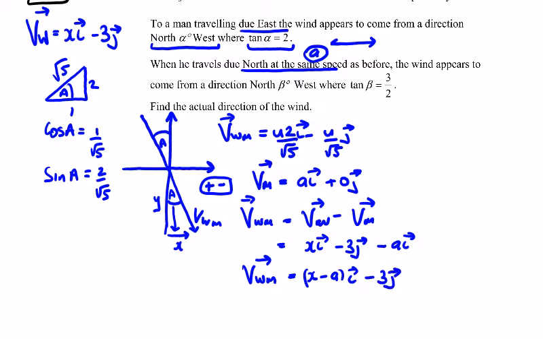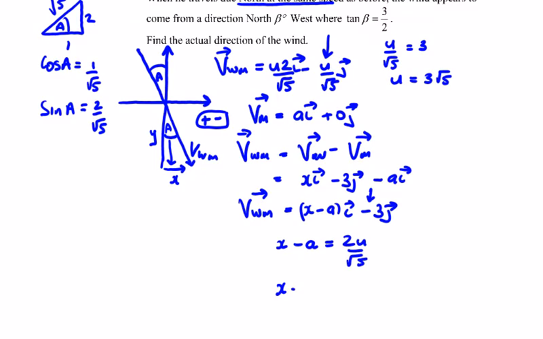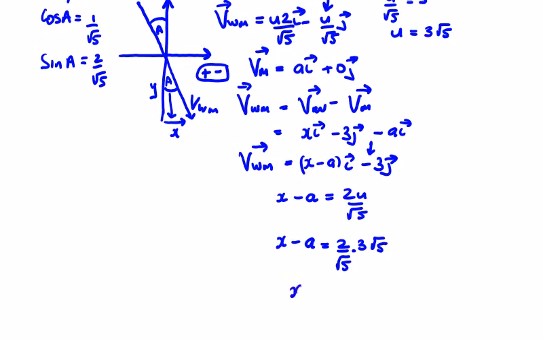So now can I equate u over root 5 to this minus 3? They're both minus, so we can say it equals 3. So now I have a value for u, which is 3 root 5. So now I have x minus a has to be equal to 2u over root 5. And I have my value for u, so x minus a is equal to 2 over root 5 times u, which is 3 root 5. x minus a is equal to 6.